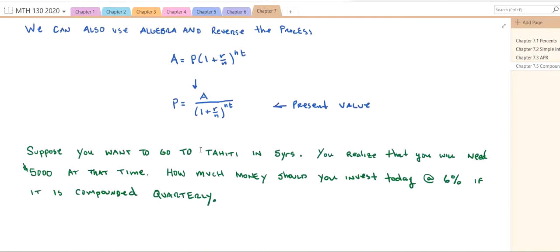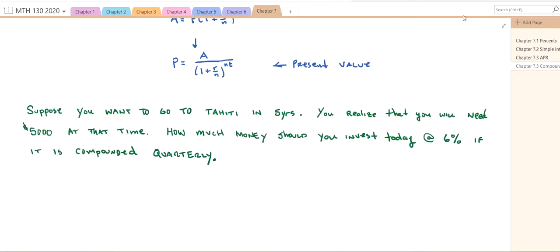So here's our problem question. Suppose you want to go to Tahiti on vacation in 5 years. You realize that you'll need $5,000 at that time to make that happen. How much money should you invest today at 6% if it's compounded quarterly?